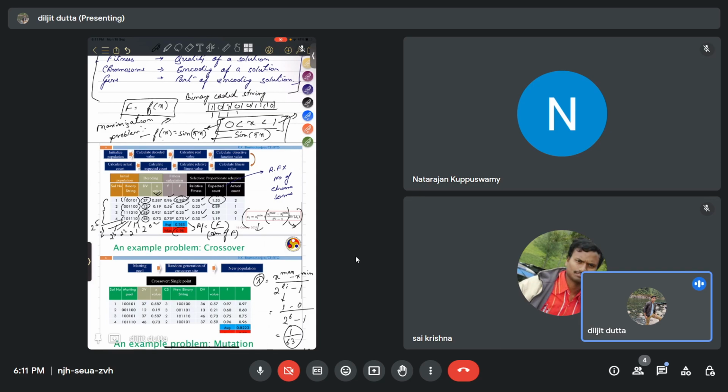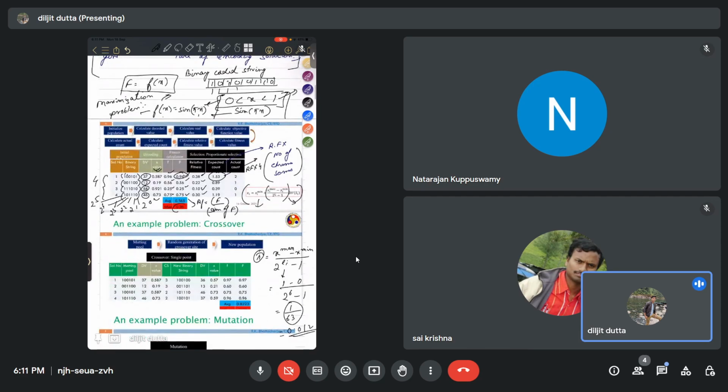Now we want the expected count. What is the expected count? The expected count is the relative fitness multiplied by the total number of chromosomes, that is the population size, and the population size is 4. So here it will be RF into 4. If your population size is 5 or 6, we will multiply it by the corresponding population size. From that, we will get the expected count, and we'll convert the expected count to the actual count by taking the round off.